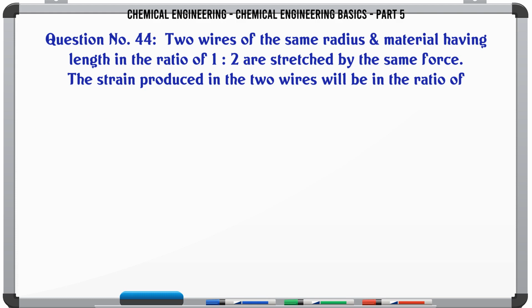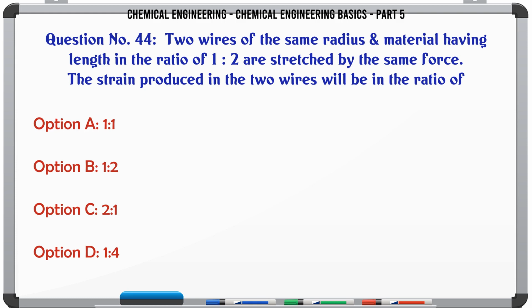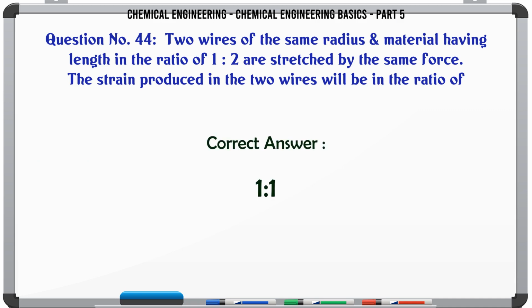Two wires of the same radius and material having length in the ratio of 1:2 are stretched by the same force. The strain produced in the two wires will be in the ratio of A. 1:1, B. 1:2, C. 2:1, D. 1:4. The correct answer is 1:1.